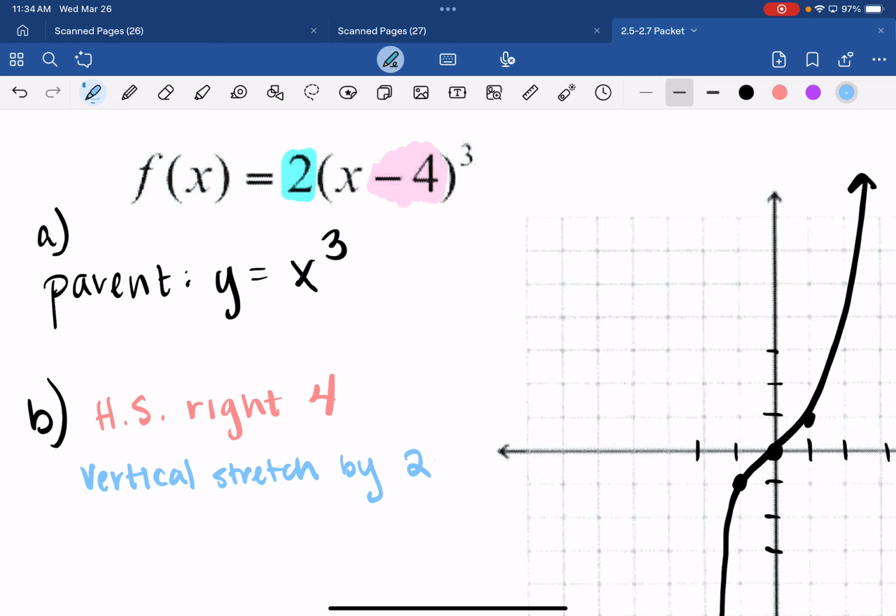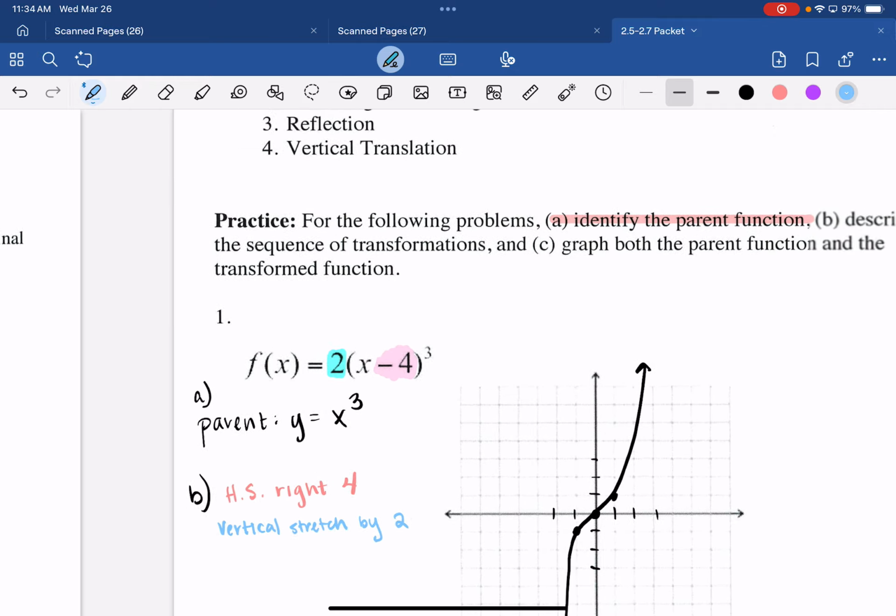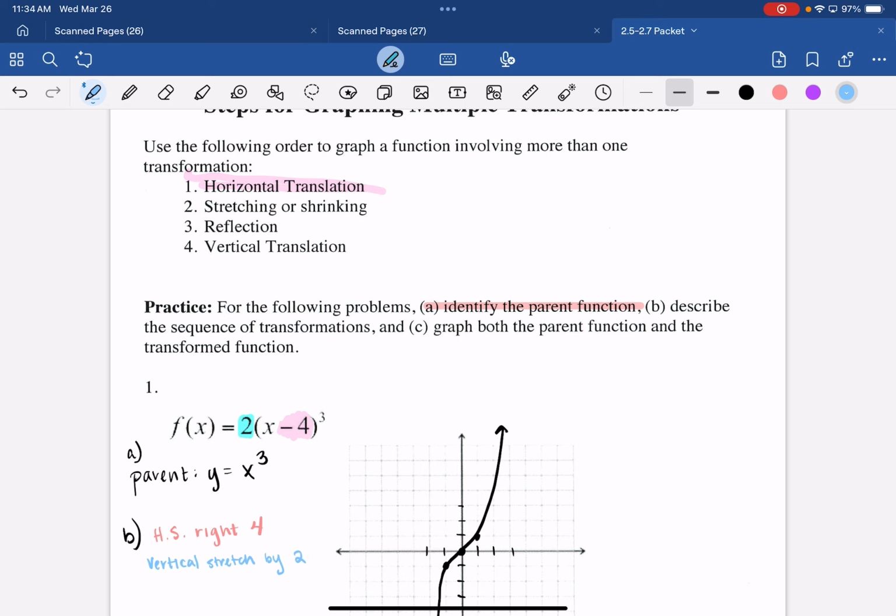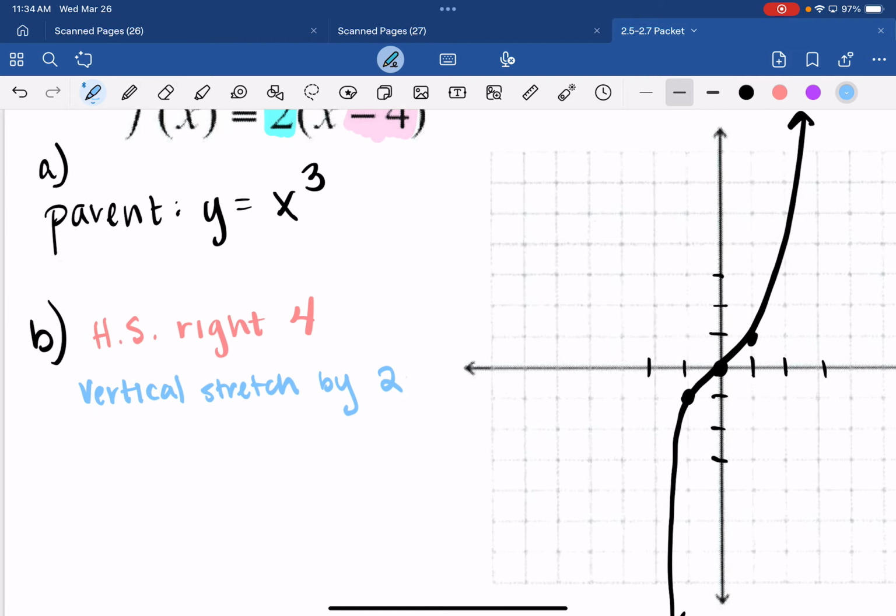So it's going to stretch this way, if we take both ends and pull them far apart in the vertical direction. Do I have a reflection? Do I see a negative? Nope, so I don't have that one. And do I have a vertical translation? Is there a plus or minus outside the parenthesis? No. Okay, so we're done listing them.